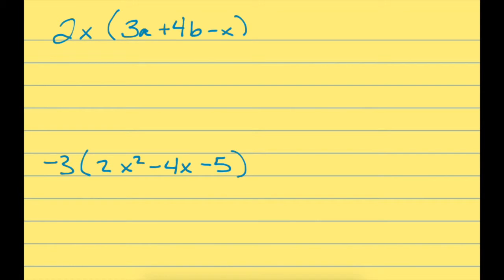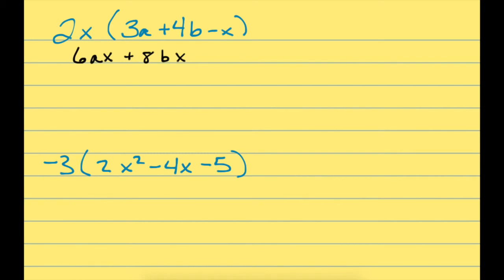Okay, so in the first one, 2x times 3a, we multiply the coefficients, it gives us 6. X and a get multiplied together to give us xa, and it doesn't matter what order we put them in. Out of preference, I tend to put them in alphabetical order just for neatness. 2x times 4b, I multiply the 2 and the 4 and I get 8. And I alphabetize that b and x to get bx.